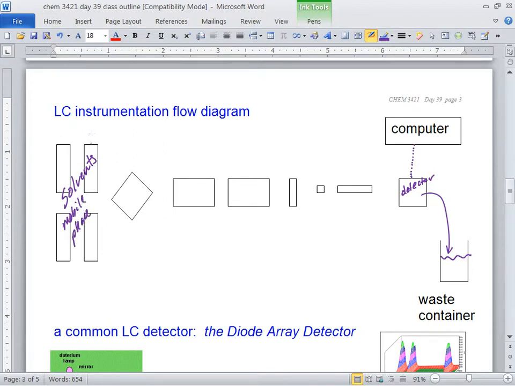So we need to have these going to a little valve kind of thing. Okay. So we want to be able to pull out different proportions of different solvents. Maybe 100% of one, or maybe 50% of the other, or change the percent over time. So all of that is with a solvent proportioning valve. Okay, so that better be hooked up to the computer.